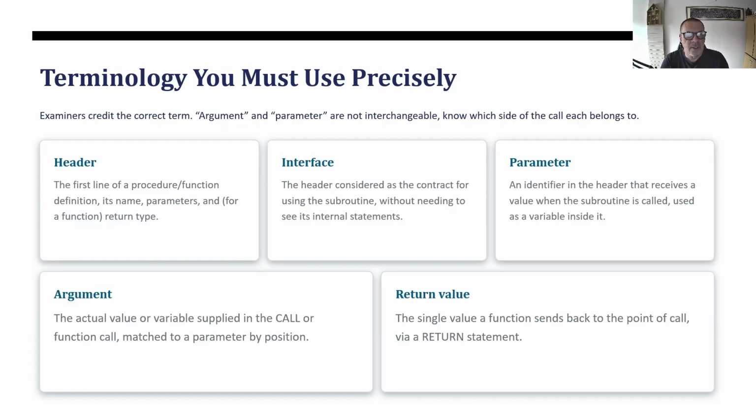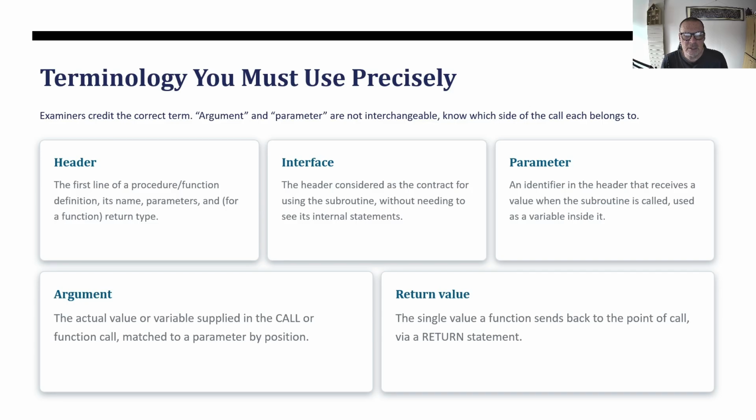Remember terminology. The header is the first line of the procedure or function. It gives the name and the parameters, and for a function, the return data type. Interface is how we access the subroutine from our main program. So we need to know the name and the parameters, the parameter list order, and the parameter data types. And a parameter is an identifier that's in the header. It receives a value when you call the subroutine, and it's used just like a variable inside the subroutine.